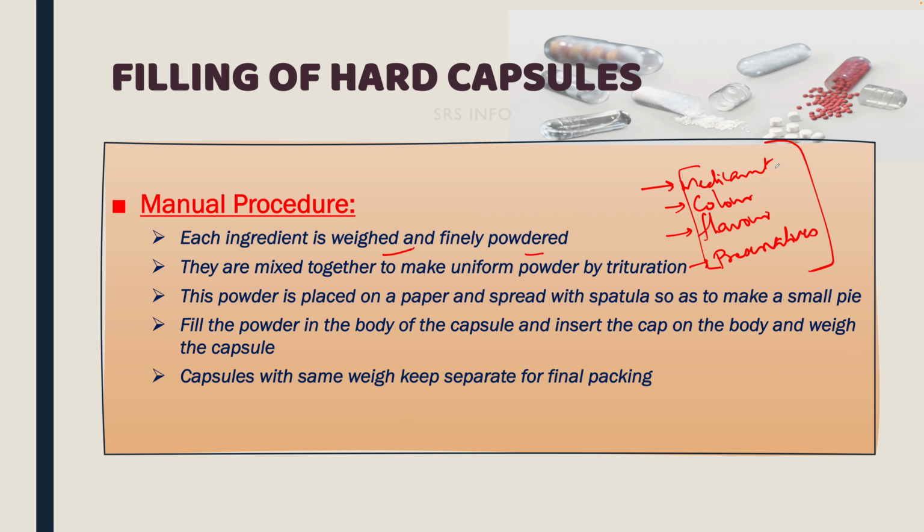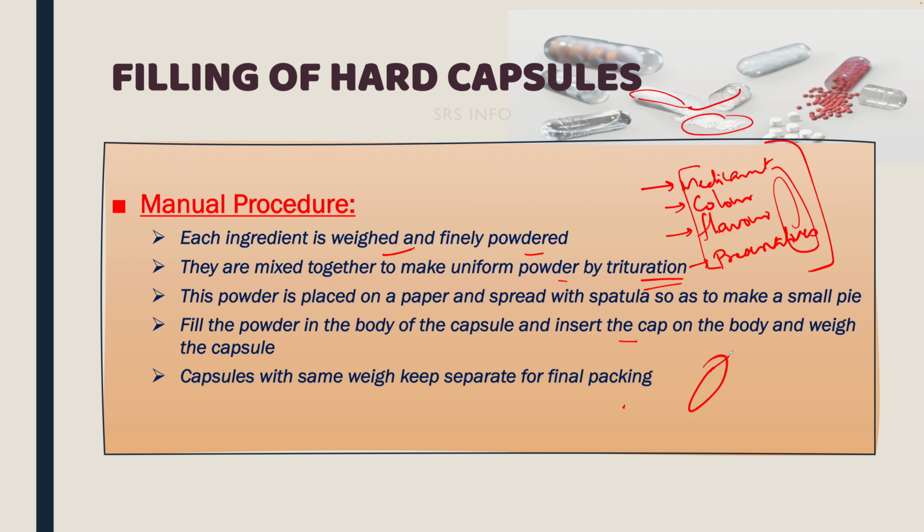Then all these fine powders are mixed together to get a uniform quantity of medicament. This process, the mixing of finely powdered ingredients, is known as trituration. They are mixed together to make uniform powder by trituration. And this powder is placed on a paper and spread with a spatula, and after that the required quantity of the medicament is filled into the capsule. Fill the powder in the body of the capsule, insert the cap on the body and weigh the capsule. After that this cap is fitted into this body and the measurement is taken.